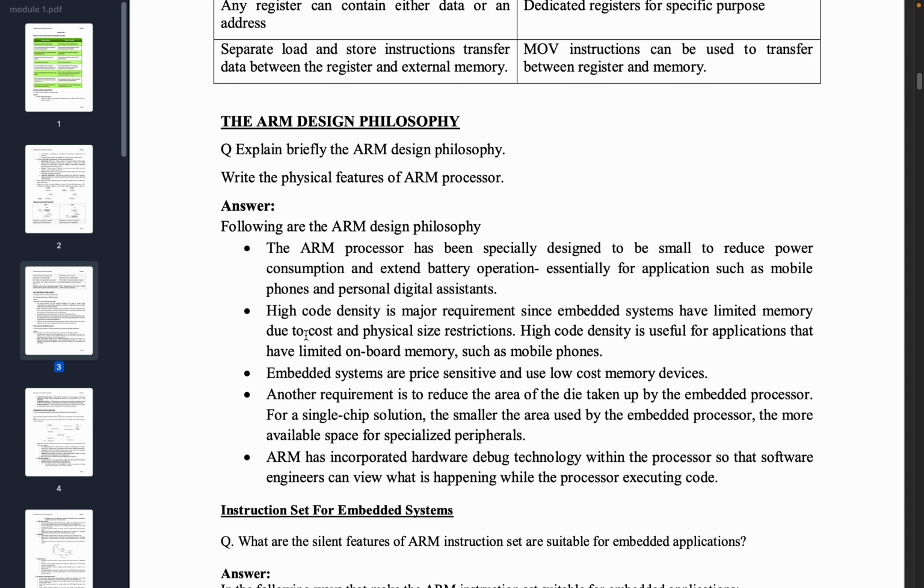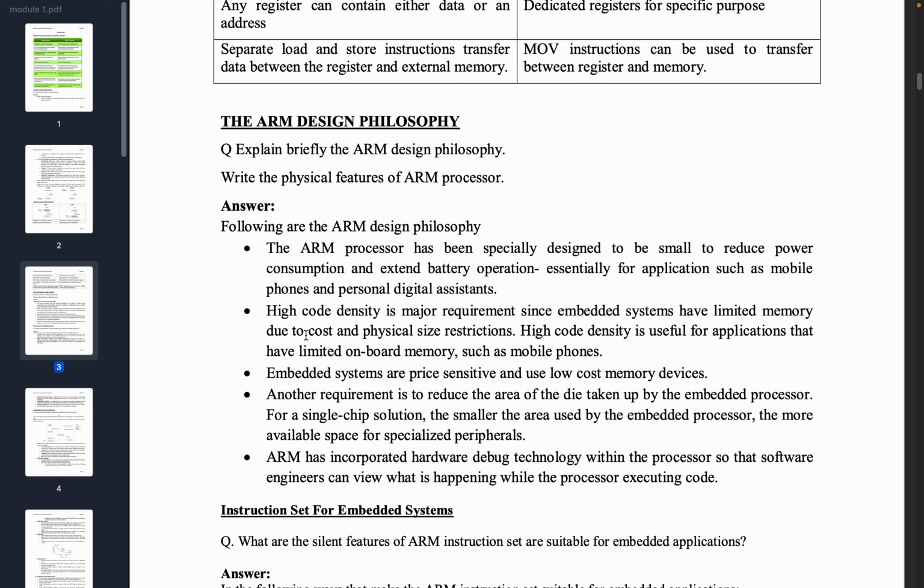The ARM processor has been specially designed to be small, with reduced power consumption and extended battery operation, essential for applications such as mobile phones and personal digital assistants. This means that for such applications, mobile phones and personal digital assistants, we use the ARM design philosophy. Reduced power consumption means it does not take much power to run the device. You can run that device using small power and extend battery operation.